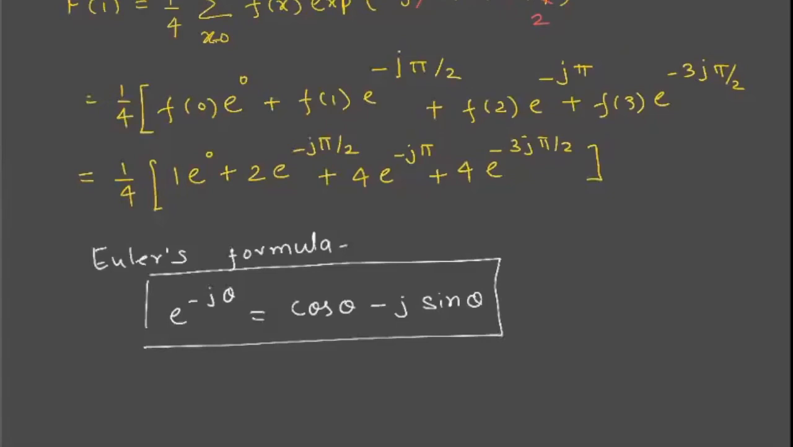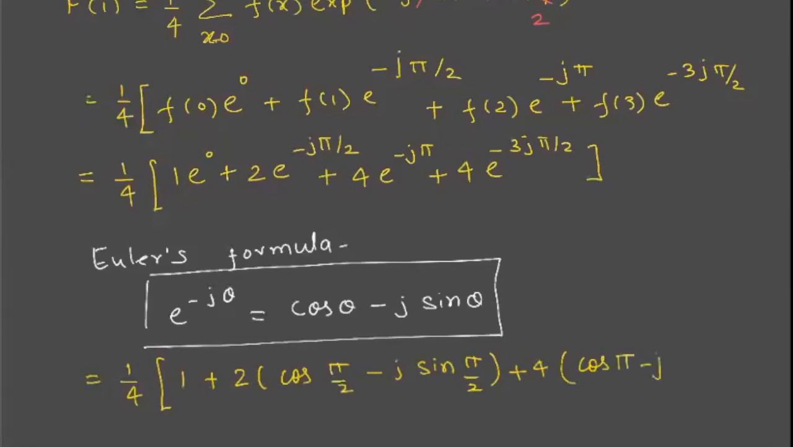So let us substitute it. With this, it will become 1/4. E to the power 0 is 1. So this will become 1 plus 2 times cos of pi by 2 minus j sin of pi by 2. Next term will be plus 4 times cos of pi minus j sin of pi.